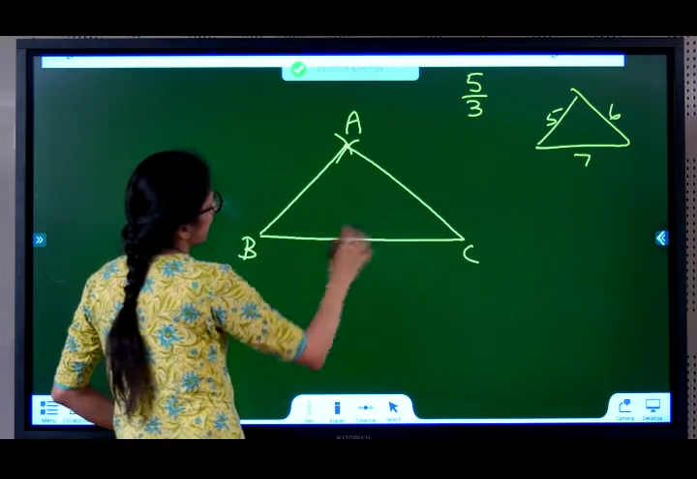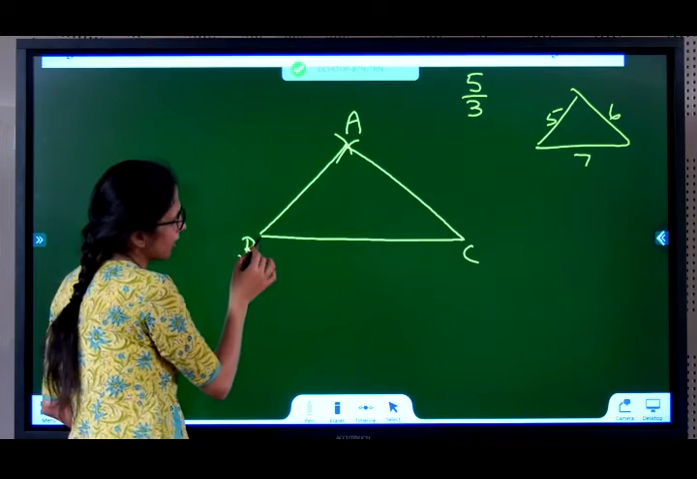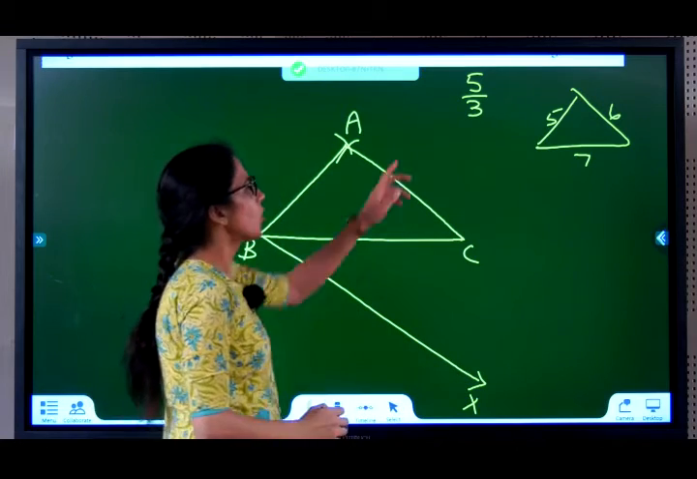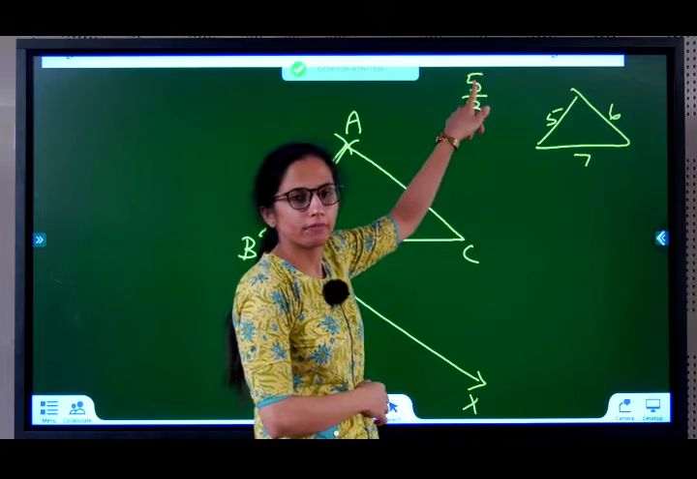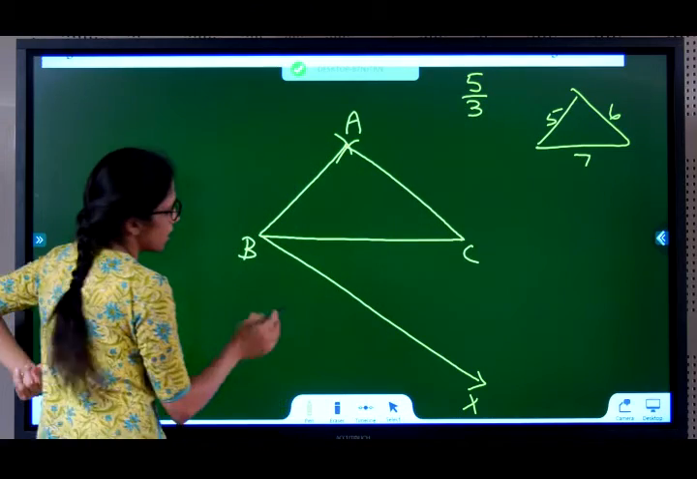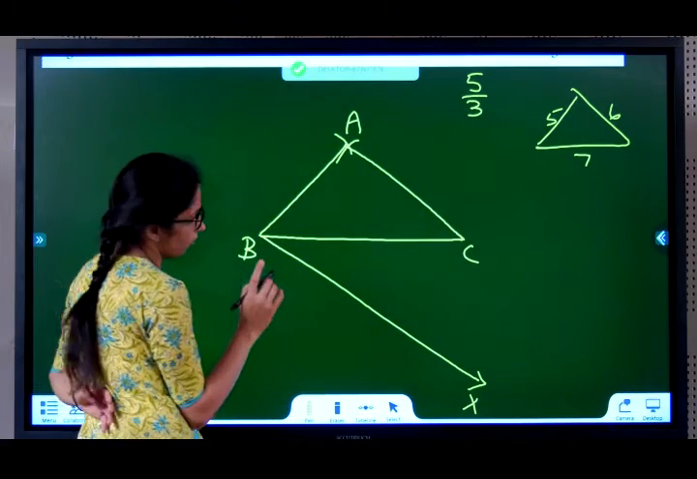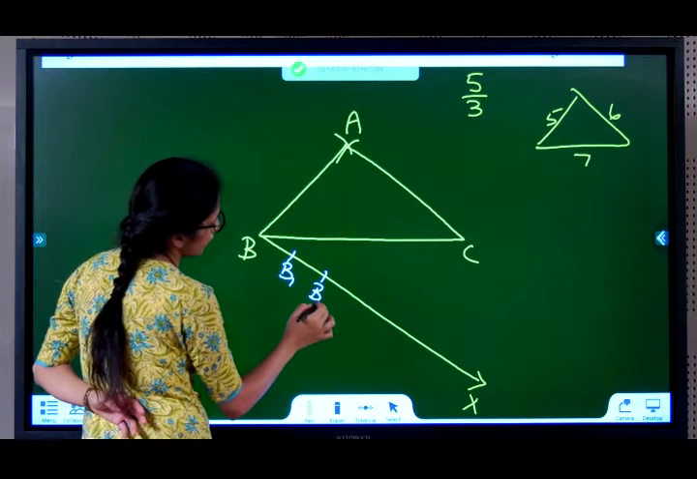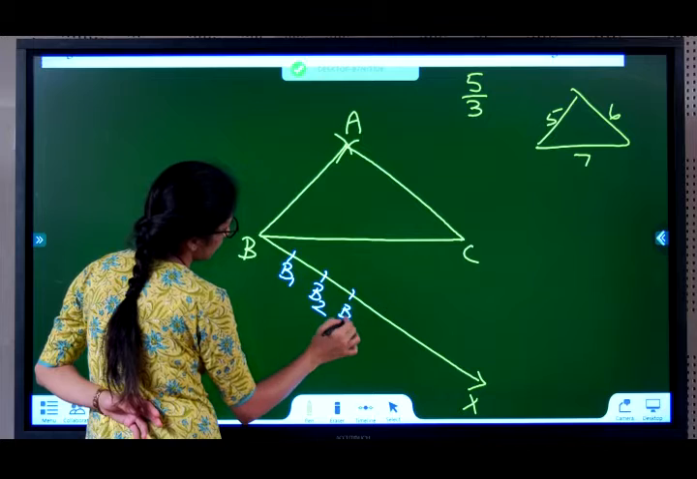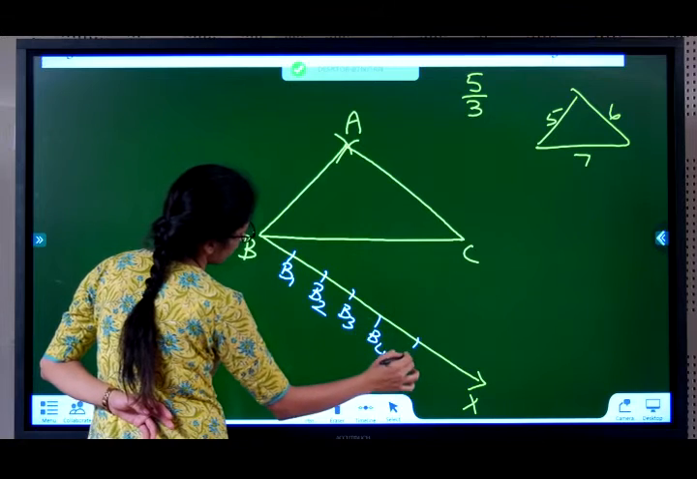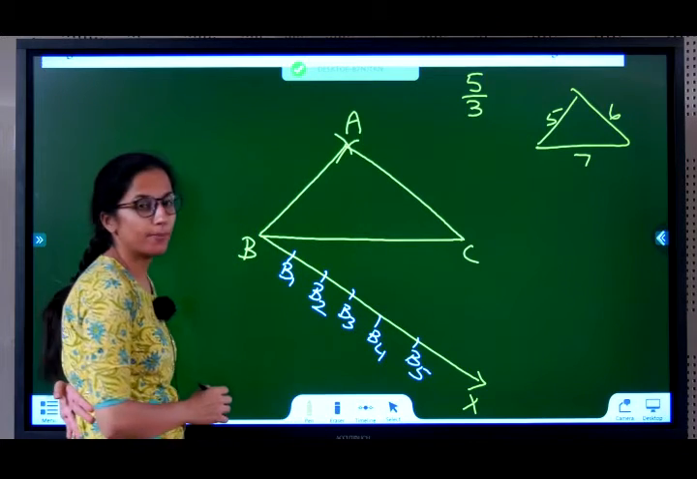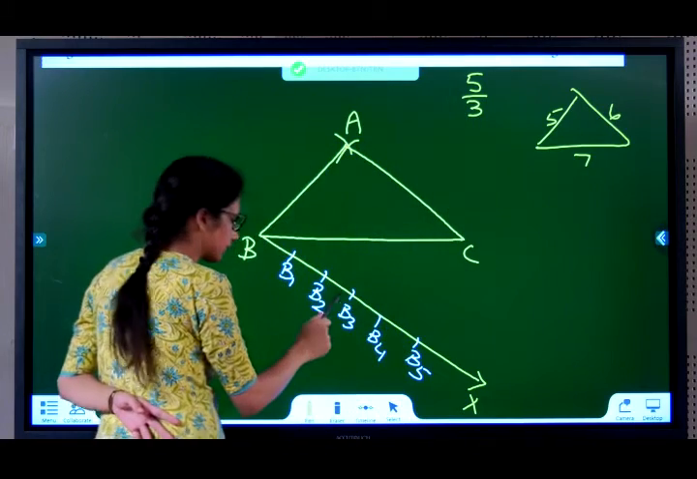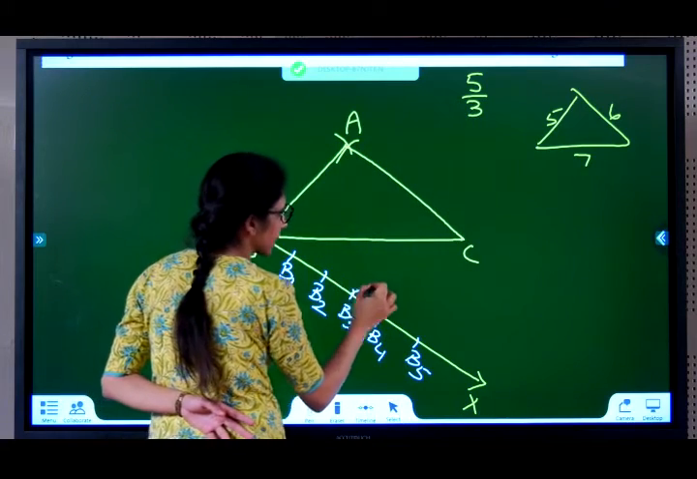Fine. Keeping BC at the base, draw an acute angle CBX. Now, who is the bigger number from 5 and 3? 5 is the bigger number. So, construct or cut 5 arcs on BX of same measurement. So, B1, B2, B3, B4, B5. Fine. Who is the denominator here? 3. So, go to 3, B3 and join it to C.